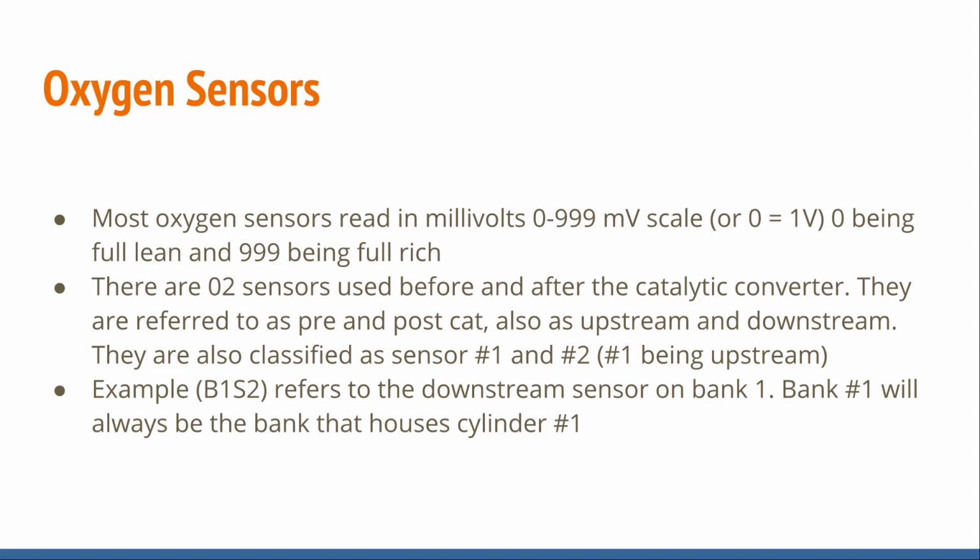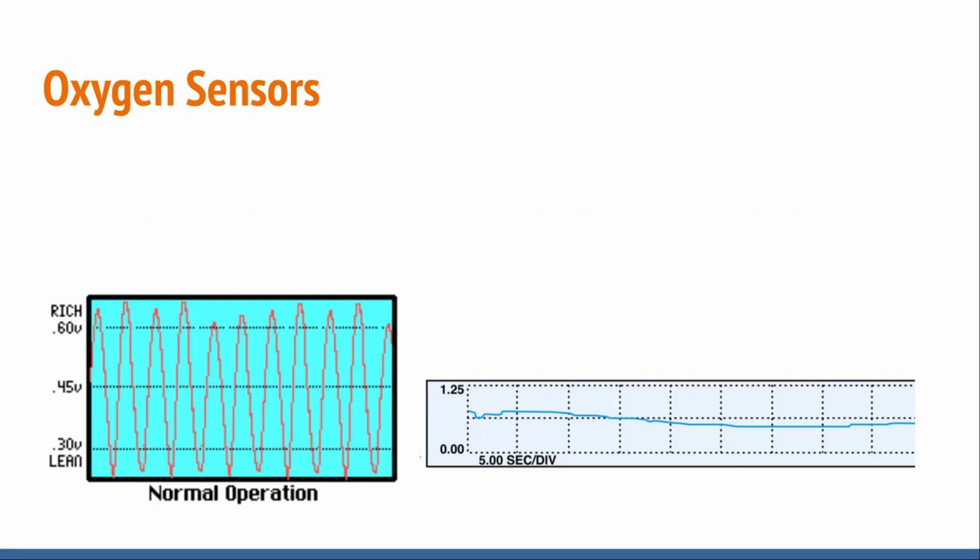So that's how we refer to those. I know that's kind of confusing, but it'll make sense as you start to figure these things out. Okay, so we got some squiggly lines here and some straight lines. What do these things mean?